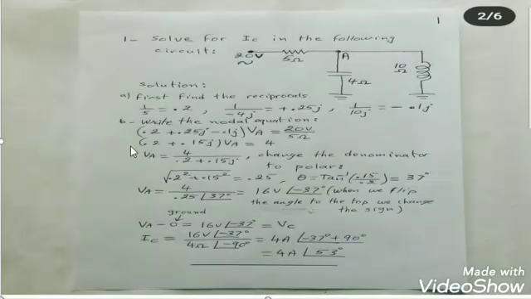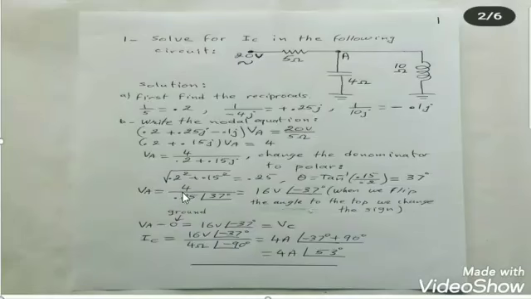We have to take the reciprocal to the other side of the equal sign. It will become VA equals 4 divided by 0.2 plus 0.15j. We have to change the denominator to polar. You have to square them and put them under a square root, as it's shown in here. Square root of 0.2 squared plus 0.15 squared equals 0.25. And the angle equals tan inverse of 0.15 divided by 0.2 equals 37 degrees.